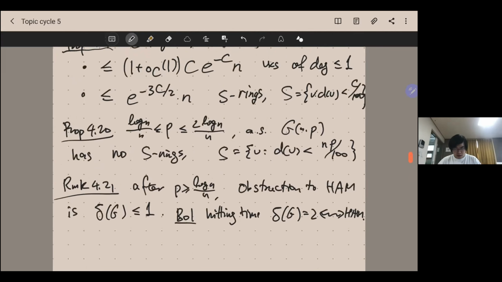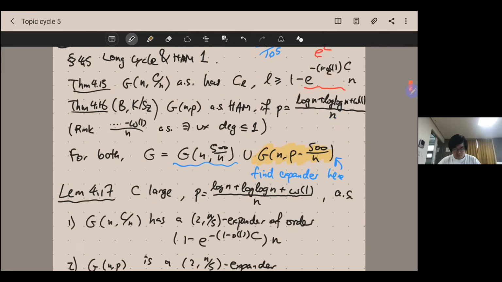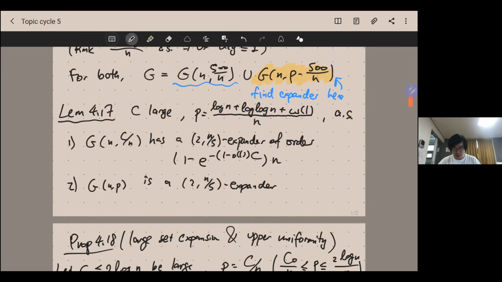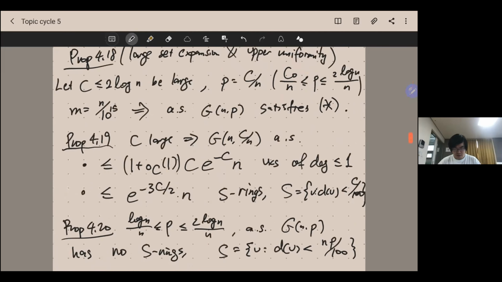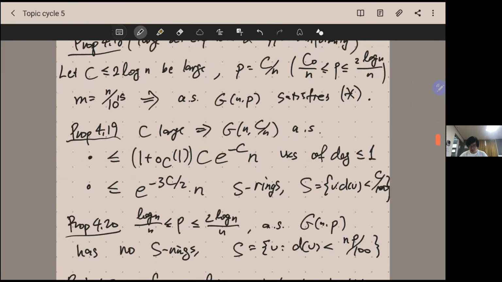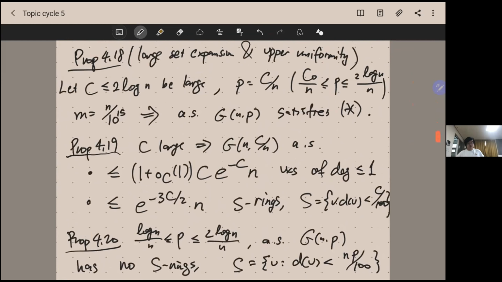Okay, that's all I want to talk about for the proof of these two theorems, 4.15 and 4.16. We have all the Lego pieces here. You just need to put the right propositions together with 4.17 and 4.12. And these propositions are fairly standard to verify.